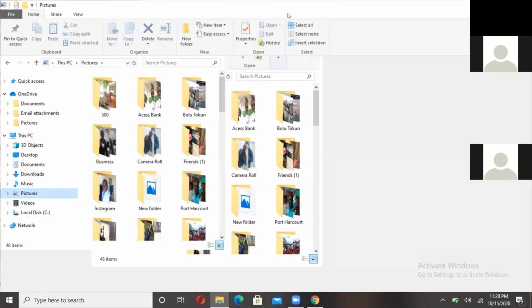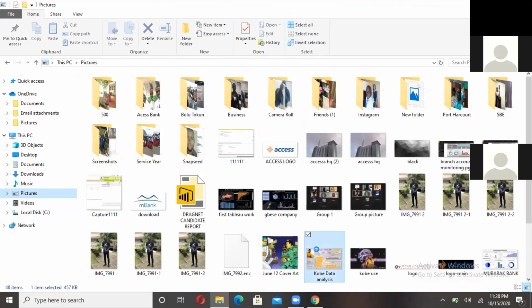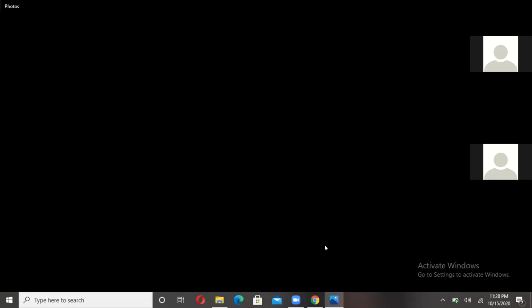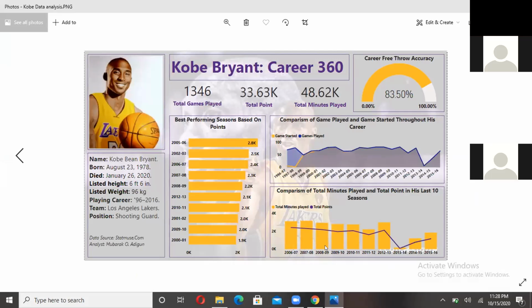So I'm a big Kobe Bryant fan. Around when he died, I got my hands on a couple of data sets about his life, his games basically. And I created this. This is the dashboard I created for Kobe Bryant about his career basically.